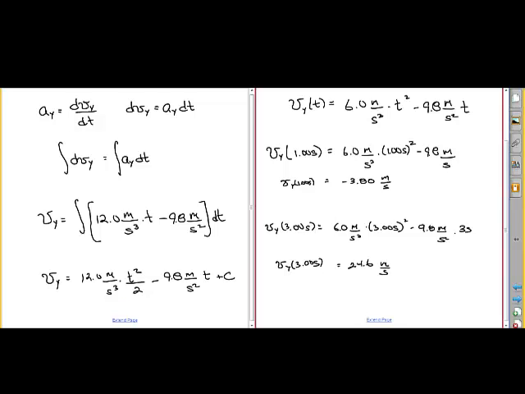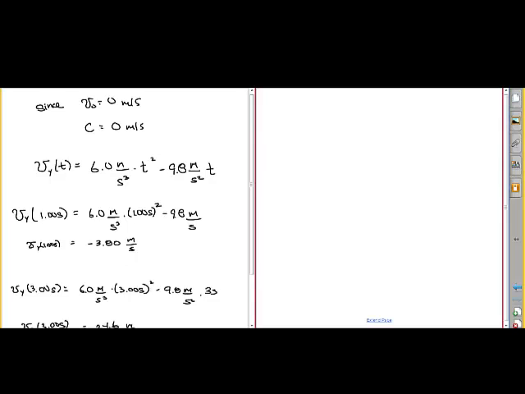Okay, let's see what the next thing they're asking here is. What is the maximum distance the box descends below its initial position? At what value of t does the box return to its initial position? Well, you can see the reason they asked us to do this first is to show you that somewhere between 1 second and 3 seconds the velocity goes to 0. So what we're going to do is set this equal to 0 and figure out what the value of t is. That the velocity is 0 means that's when it starts to turn around and go the other direction.